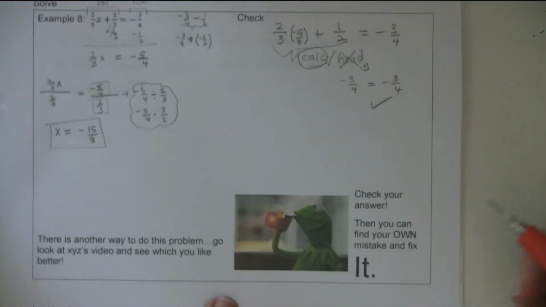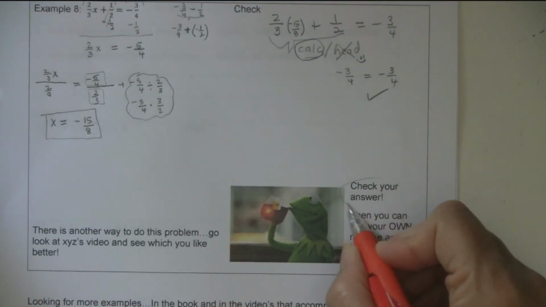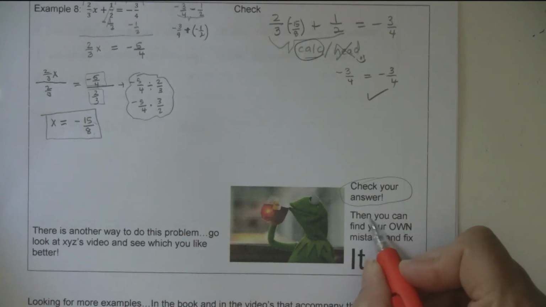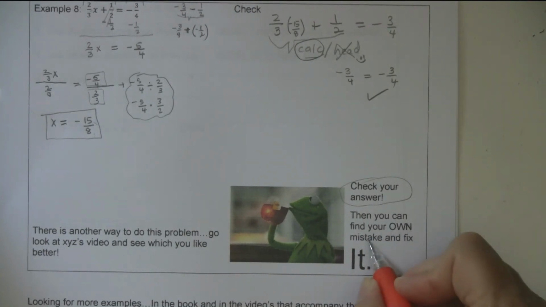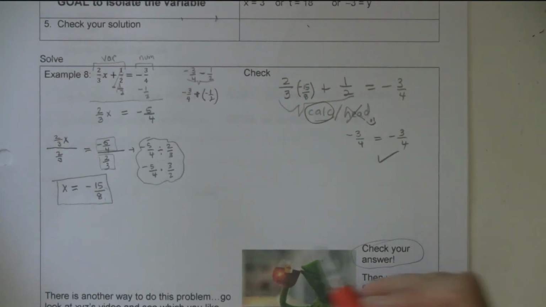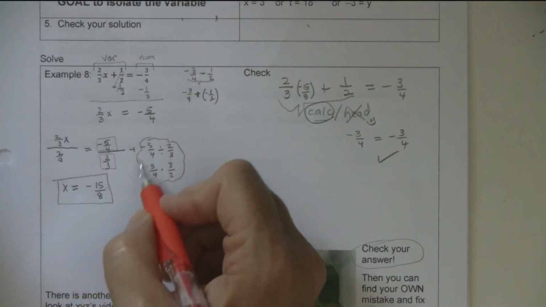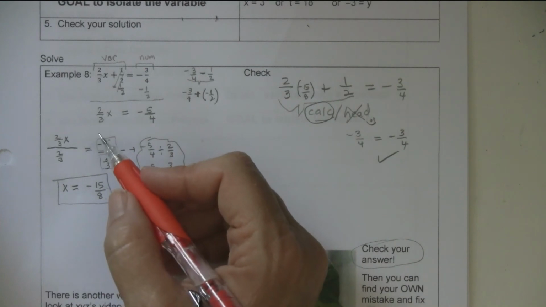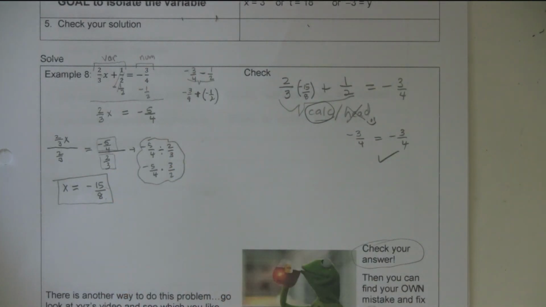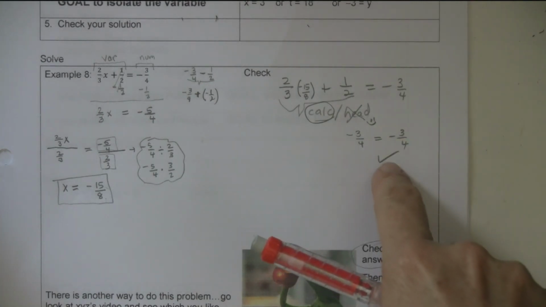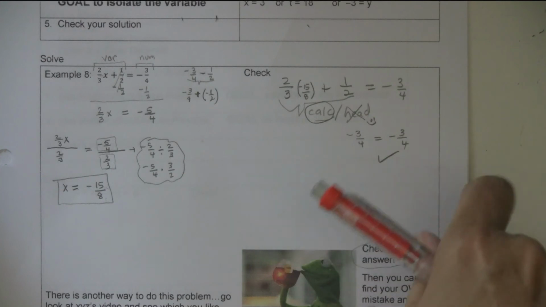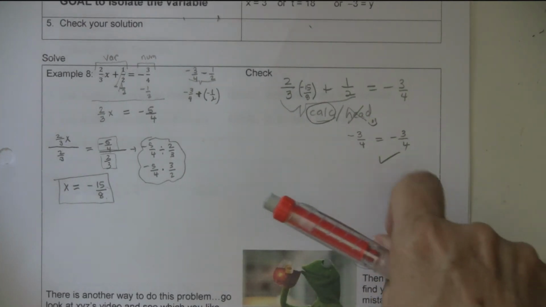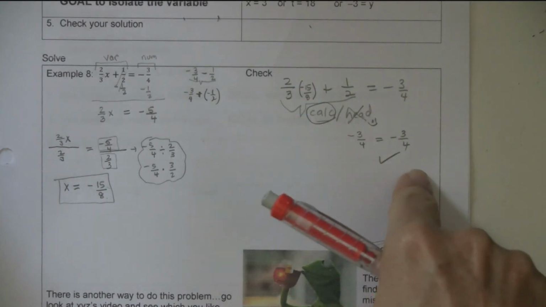And then I have a note. Always check your answer. Then you can find your own mistake and fix it. If you don't check your answer, then even if you tell me I only made one small mistake when I was solving it, if you don't check your answer, you made a big mistake, because the big mistake you made was not checking to make sure that you had it right. And so you need to make sure that you do check your answer. And I give you a place to check.